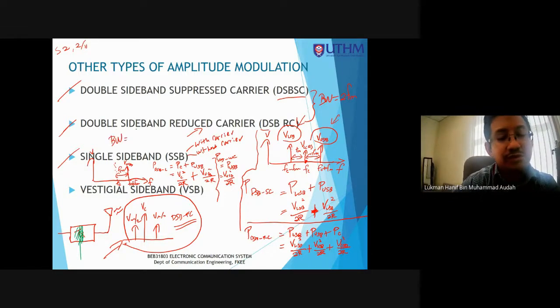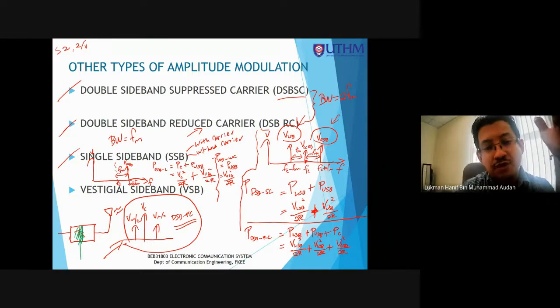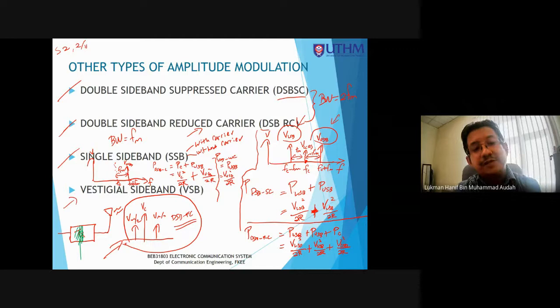Okay, jaraknya adalah sebanyak FM. For both, with carrier and without carrier. Okay, and then we're going to look at the Vestigial Sideband, VSB.